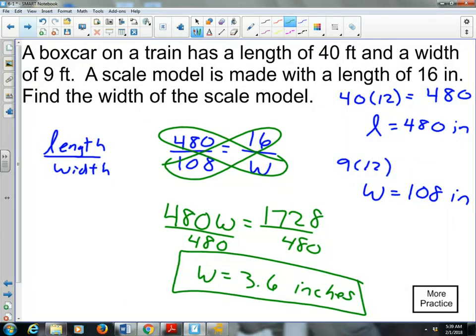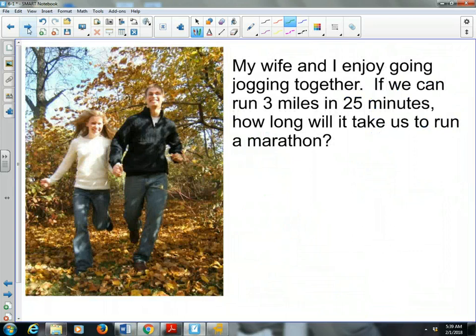All right, last problem for the day. Here we go. My wife and I, we enjoy going jogging together. Doesn't everybody enjoy going jogging? I'm actually lying. I just kind of do it to make my wife happy, I guess. Anyway, if we can run 3 miles in 25 minutes, not a terrible pace, I don't think, how long will it take for us to run a marathon if I ever wanted to run a marathon someday?